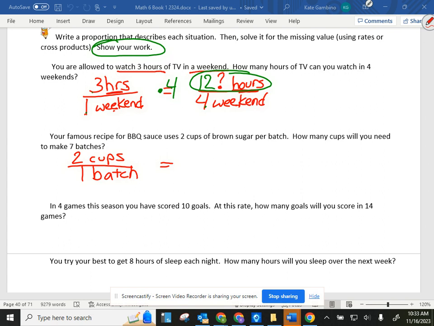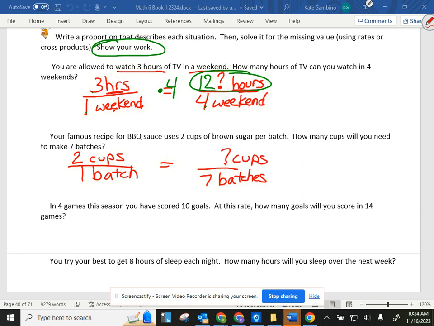Equals, 12, about 7 batch. Yeah, I don't know. Lilia? 7 batches at the bottom. Oh. And the question mark at the top.